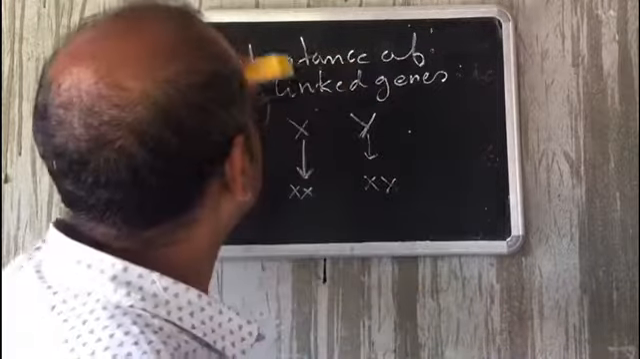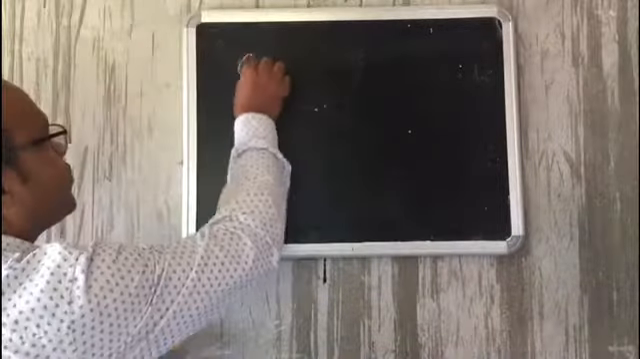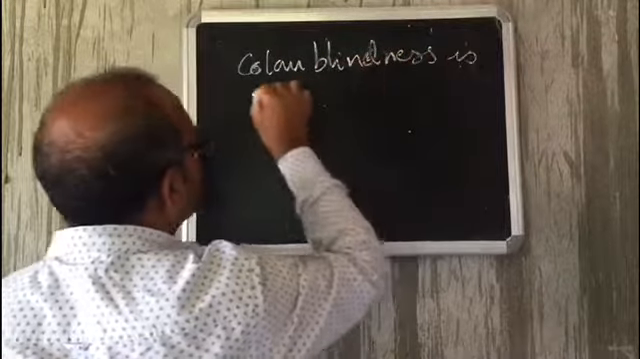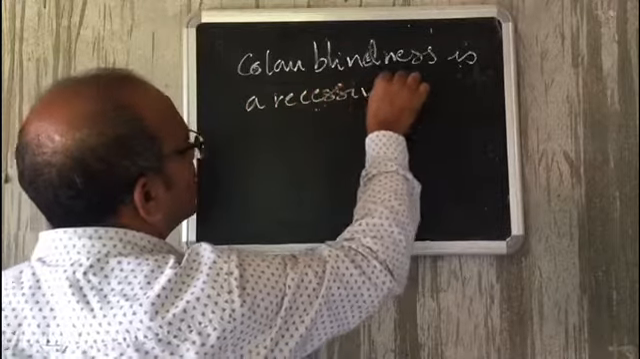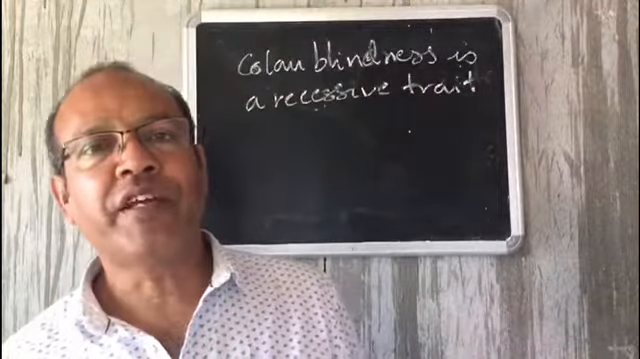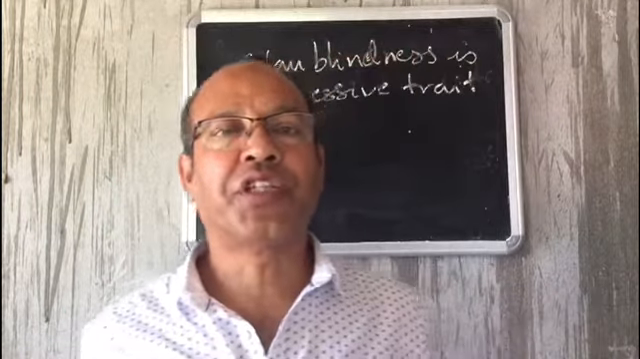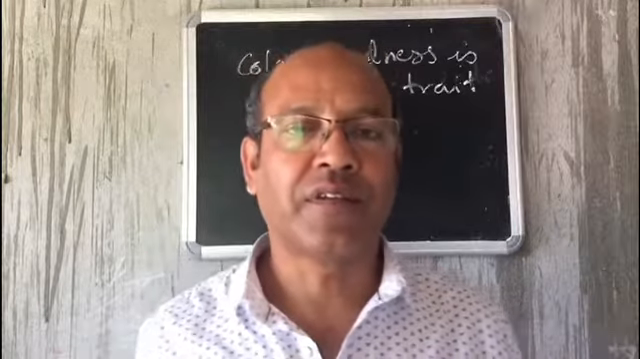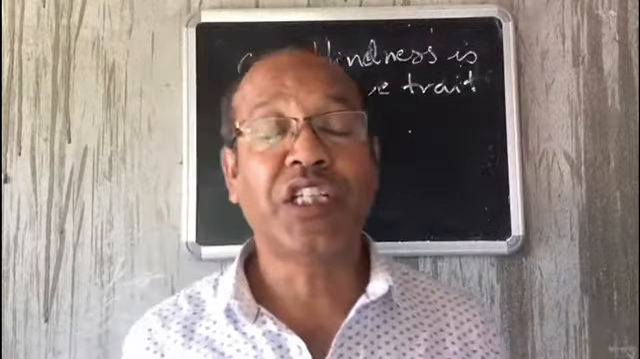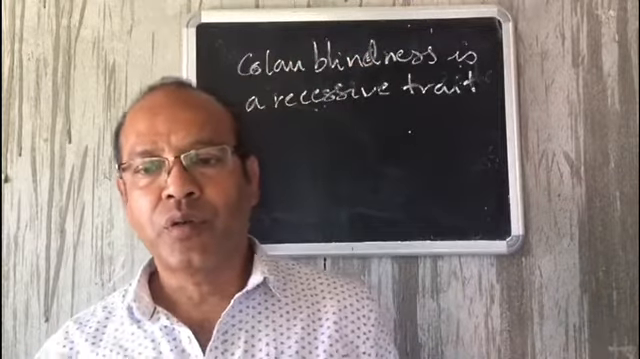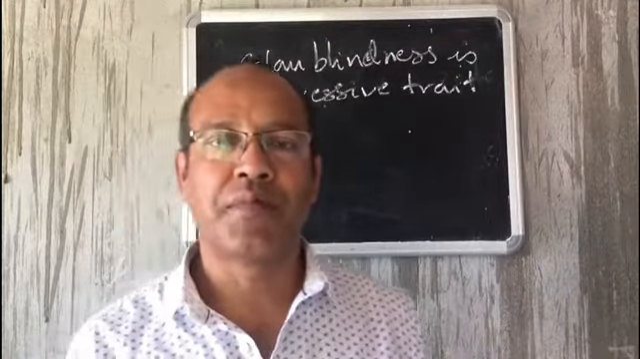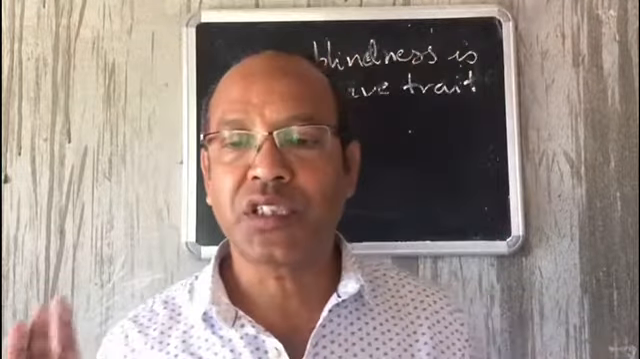Remember, color blindness is a recessive trait. I'm sure you remember what is recessive and what is dominant. Dominant, even if one dominant gene is present, that is sufficient to express itself. But for a recessive, it is possible only if it is in homozygous condition or when the gene is double in number. So color blindness being a recessive trait, it can show itself in the case of female only when it is in double in number. But it can show itself in the case of male even if it is single.